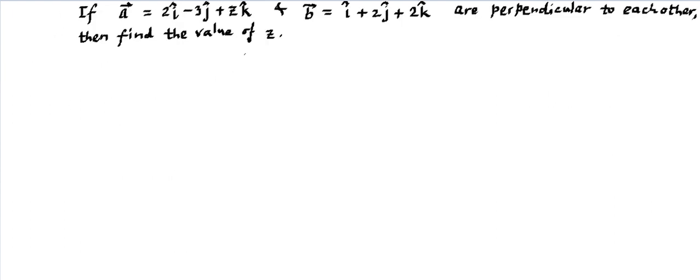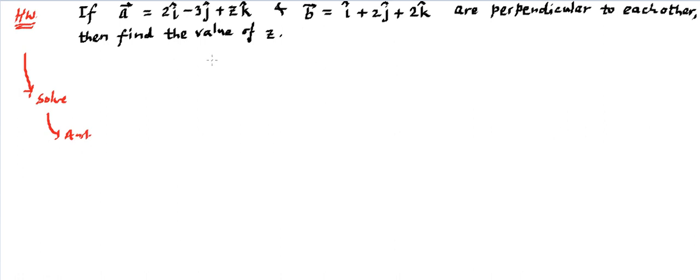Now let me give you a homework problem based on the understanding of this video lecture. There is a homework based on this dot product. It says if a vector is 2i cap minus 3j cap plus z k cap, where z is unknown, and this b vector is given over here, they are perpendicular to each other, then we need to find the value of z. For what value of z are these two vectors going to be perpendicular? You can solve this and give the answer in the comment section.